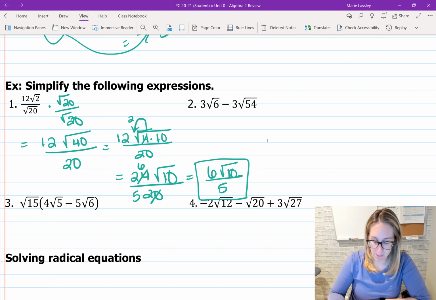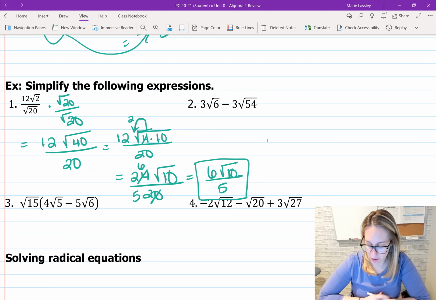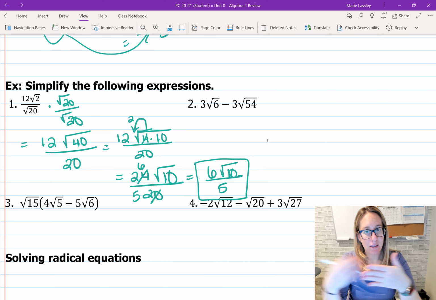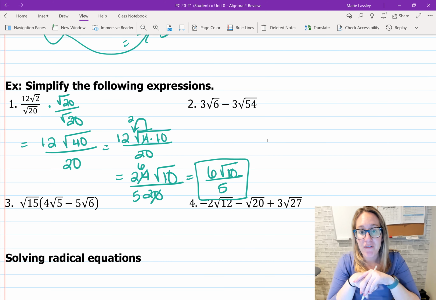All right, let's look at number 2. So right here for number 2, we know that we're allowed to combine terms if they have the same number underneath the radical. So let's see if I can simplify one of these and get them to be the same number. So first we have 3 root 6. Well, the square root of 6 doesn't have any perfect squares that can be divided into it, so that one can't be simplified. So I'm hoping 54 can be simplified, and it can.